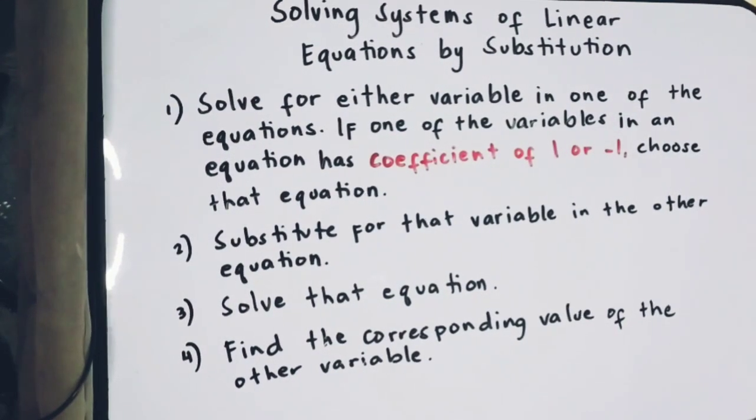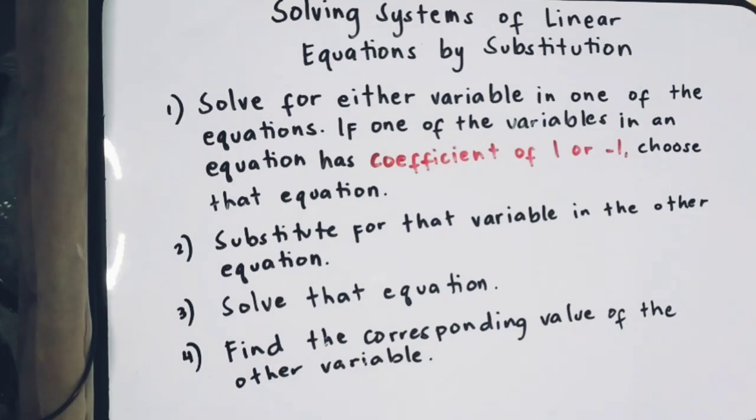For today, we're going now to discuss solving systems of linear equations by substitution. So here are the steps. First is solve for either variable in one of the equations. If one of the variables in an equation has a coefficient of 1 or negative 1, choose that equation. Second, substitute for that variable in the other equation. Third, solve that equation. And last one, find the corresponding value of the other variable.